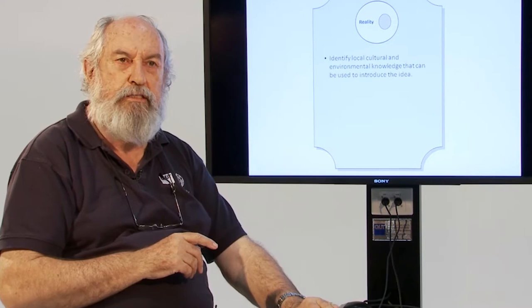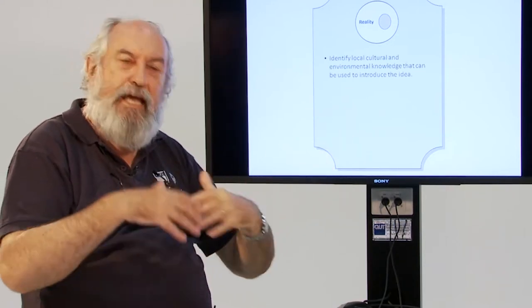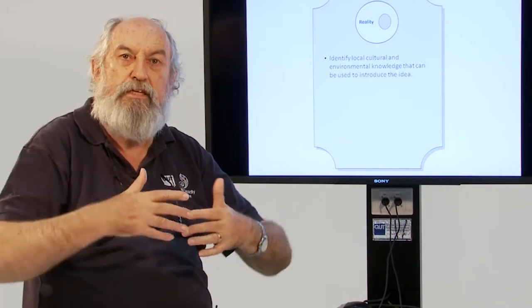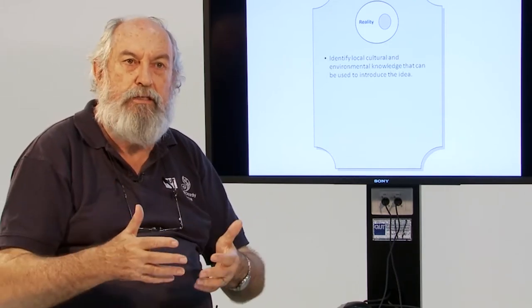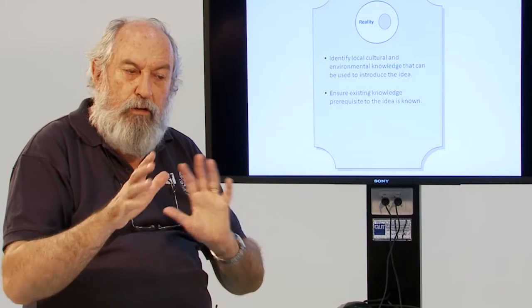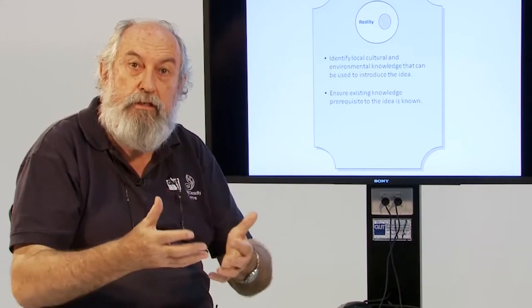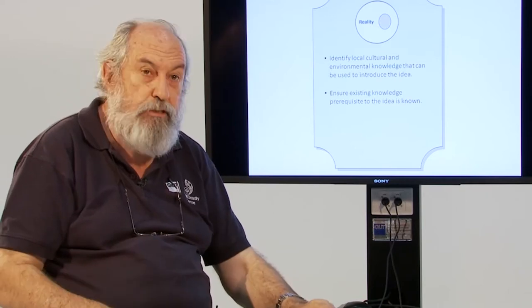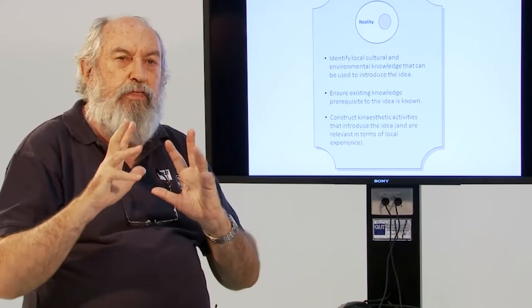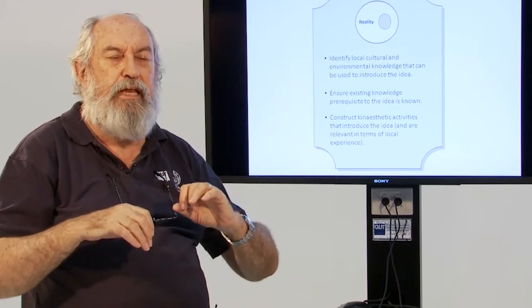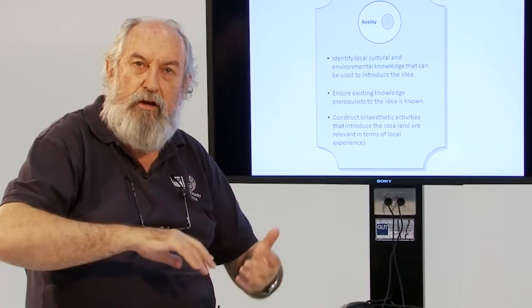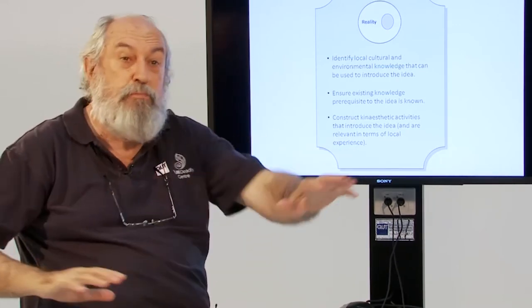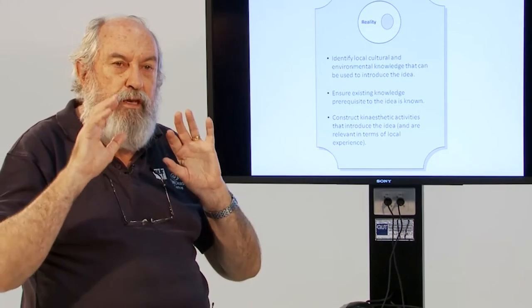So let's look at the first one, reality. In reality, we put three things into it that you should do as a teacher. The first one is something you should do before you start the lesson: get to know your students and identify something that's important to them in their local, cultural, environmental knowledge that we can use to introduce the idea. Once you've thought up the idea, then go and see, do they have the knowledge to be able to go on to this? Because they might not know some of the prerequisites. And then begin by creating a kinesthetic activity. Kinesthetic activities means something where they move and the learning comes from their body action, just as mine is right now, and that we can introduce the idea.